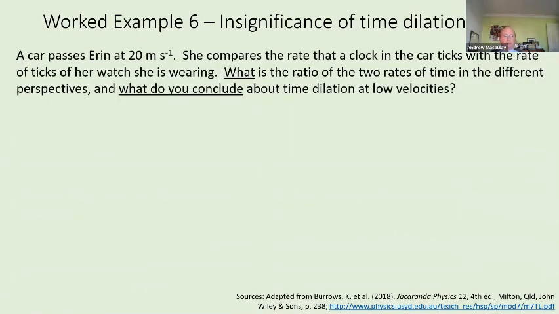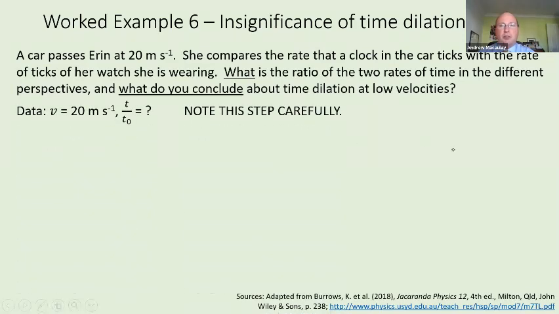Here's the question. A car passes Erin at 20 meters per second. She compares the rate that a clock in the car ticks with the rate of the ticks on her own watch that she's wearing. What is the ratio of the two rates of time in the different perspectives, and what do you conclude about time dilation at low velocities? So we're dealing with 20 meters per second. That's not really fast. Let's have a look.